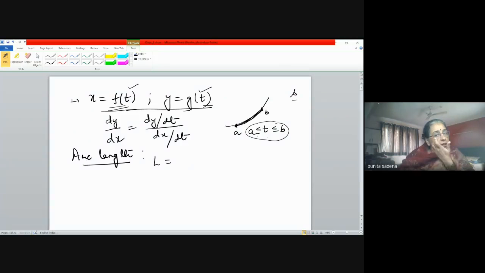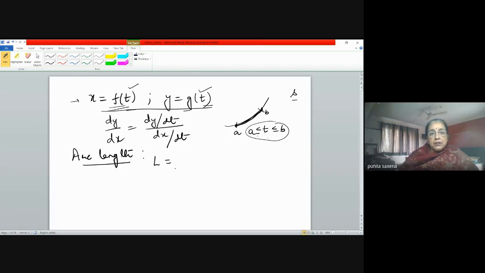Now, logically, what do we mean by arc length? It's like you have cut out a portion of this curve, as if your curve was designed by some rope or thread. You take out a portion, whatever shape it had, then stretch it out. It becomes a straight line. Put it on a scale. That is your arc length, right? But it is not so simple to evaluate, so we have formulas to evaluate that.